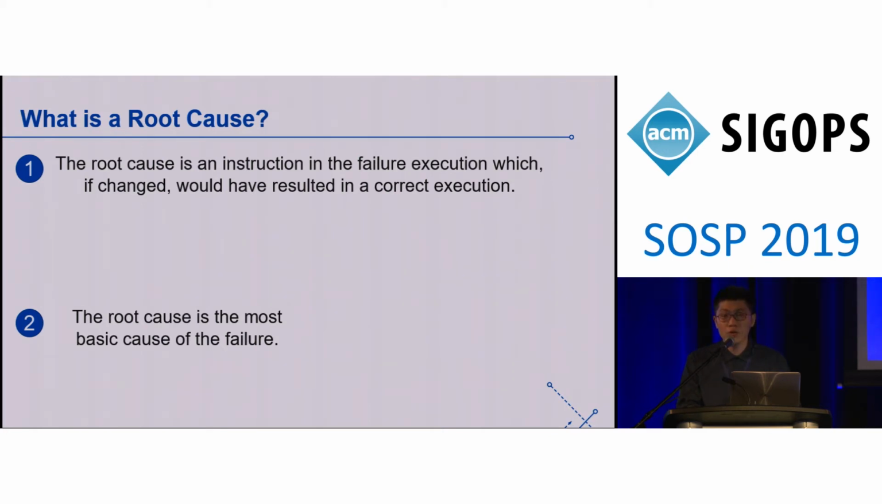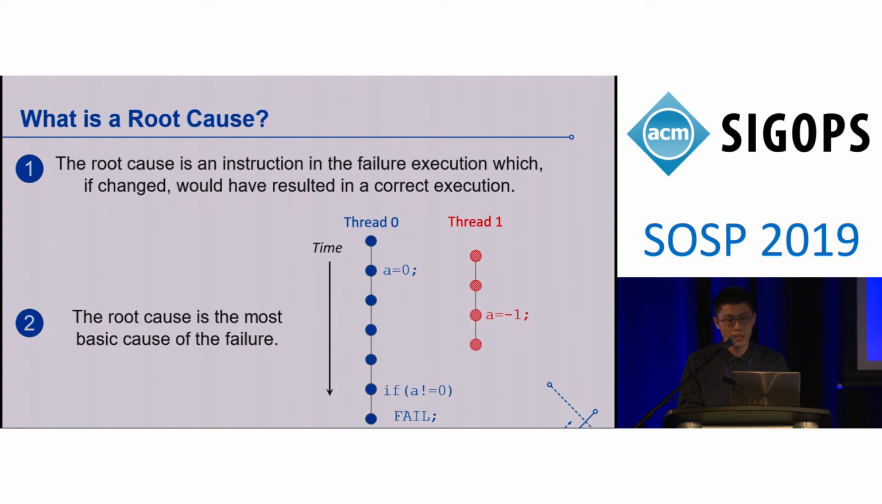However, there could be multiple such instructions, and this leads to the second constraint. Root cause has to be the most basic cause of the failure. Consider this simple failure example caused by a data race. Each node represents an executed instruction, and here instruction is an abstract concept. It could refer to a Java bytecode instruction, or assembly, or a high-level instruction. And the time order of executed instructions is from top to bottom.